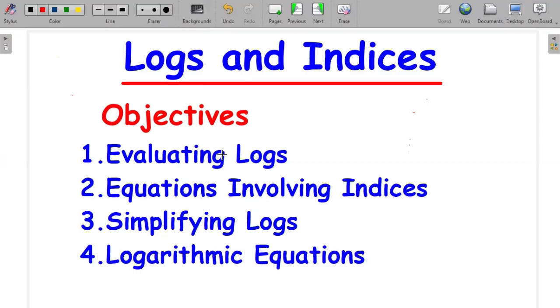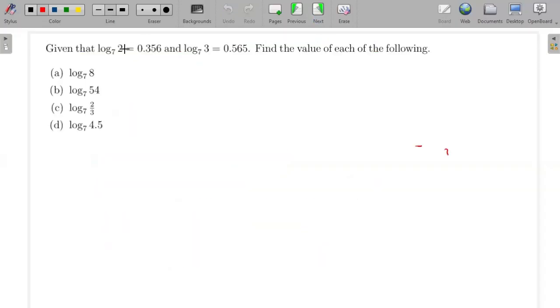So at the end of this class, you must be able to evaluate logs. You must be able to solve equations that are involving indices, and then you must be able to simplify logs and also to come up with logarithmic equations in order to solve some of these questions that we're going to look at today. So if you have any questions at any point, just unmute yourself and then speak, and then I'll attend to you. All right, so let us look at the first part that we're looking at today.